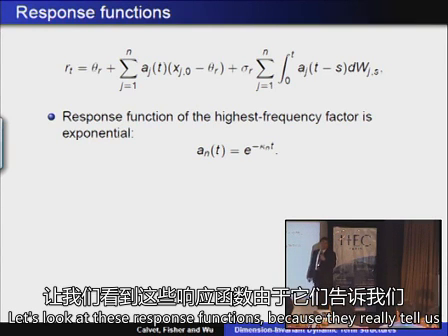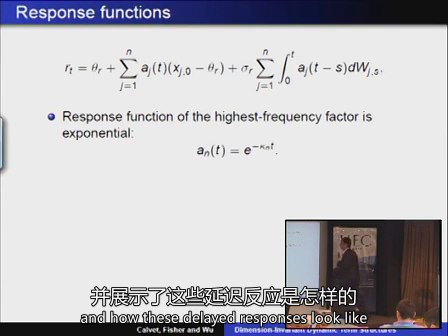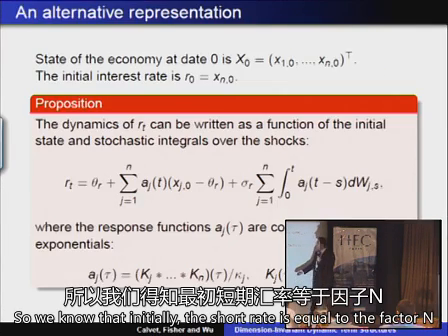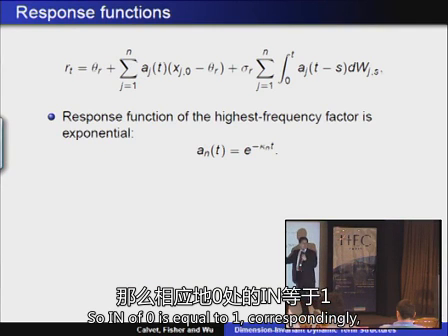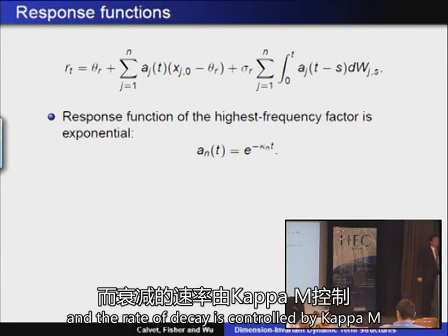Let's look at these response functions, because they really tell us how a factor has a delayed effect on the short rate and what this delayed response would look like. If you look at factor n, ANT is the exponential of minus kappa n t. So it's decreasing, right? We know that initially, the short rate is equal to factor n, so An of 0 is equal to 1. And then the effect of the highest frequency factor is going to decay, and the rate of decay is controlled by kappa n.